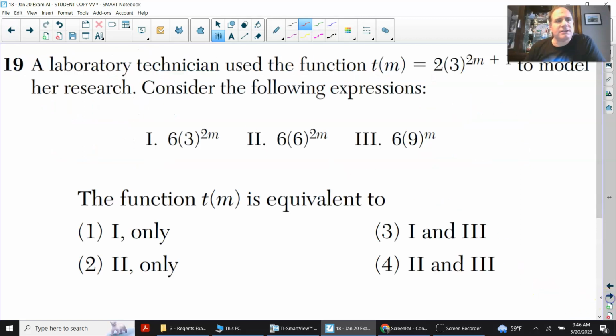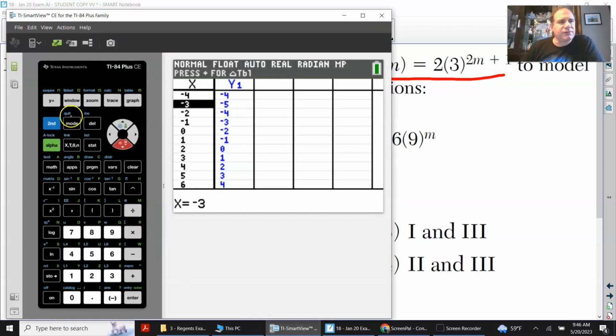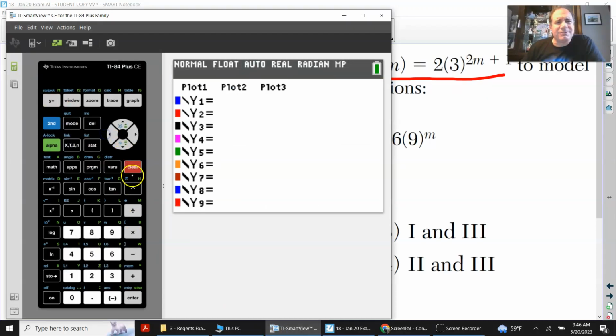And 1 is your answer there. Number 19. Laboratory technician used this function to model the research. Consider the following expressions. All of these expressions, right? Grab your calculator. That is really just the only way to do this. It's the quickest way. People that don't put this into the calculator will be guessing. Don't be one of those people.